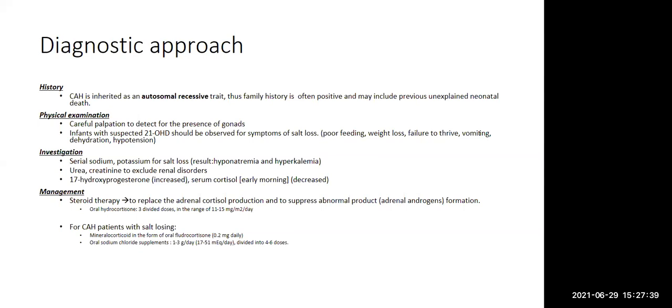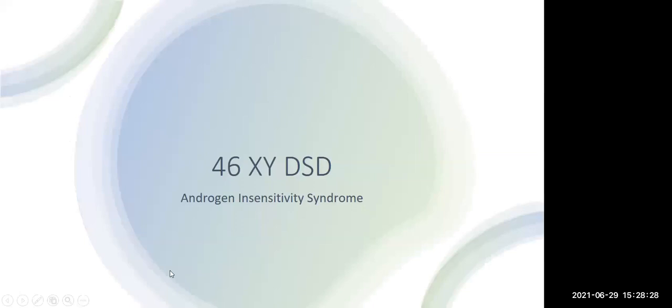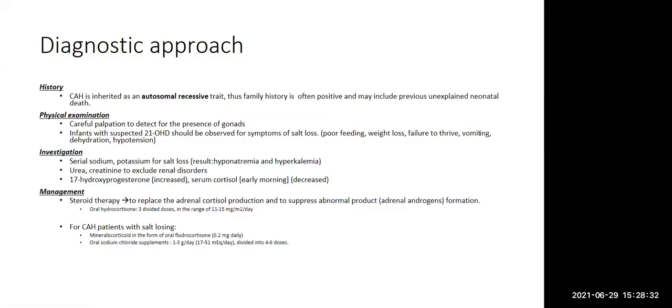And then next, we do urea and creatinine to exclude renal disorder, so we can differentiate whether it is a congenital disorder or just a renal disorder. Then we test 17-hydroxyprogesterone, which, if you see the diagram, will be increased, and early morning serum cortisol will be decreased. The management is steroid therapy to replace the glucocorticoid, to replace the adrenocortisone and to suppress the adrenal androgen. So we give oral hydrocortisone in 3 divided doses in the range of 11 to 50 milligram per meter squared per day. For patients with salt losing, we give mineralocorticoid and also sodium chloride supplement. So next.